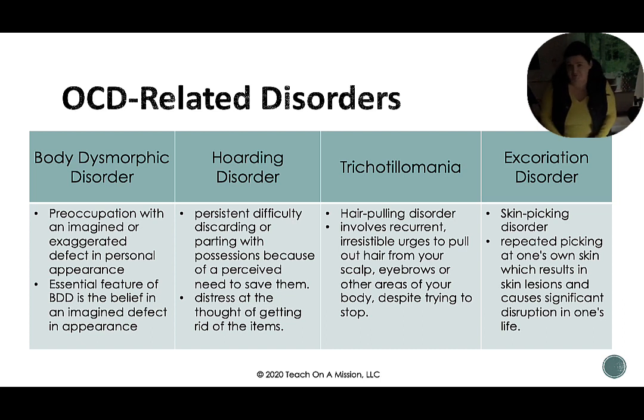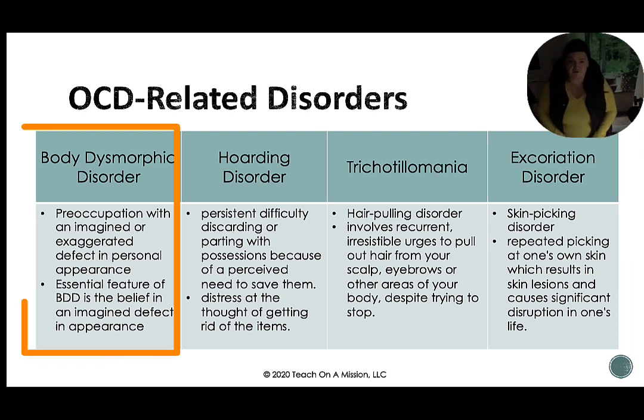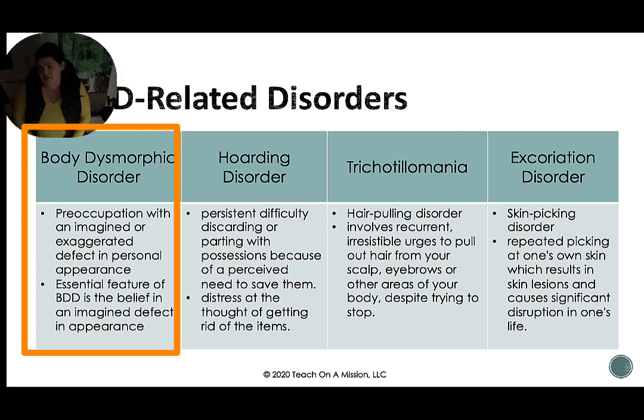Okay, so let's talk briefly about body dysmorphic disorder. We're going to talk a little bit more about it in a second. It's this preoccupation with an imagined or exaggerated defect, that somebody might have a large or large-ish nose, or it's exaggerated in their own minds as being much bigger than it actually is. And they can't stop obsessing over it. That intrusive thought keeps coming into the brain, and the essential feature of body dysmorphic disorder is the belief in an imagined defect in your appearance, right?